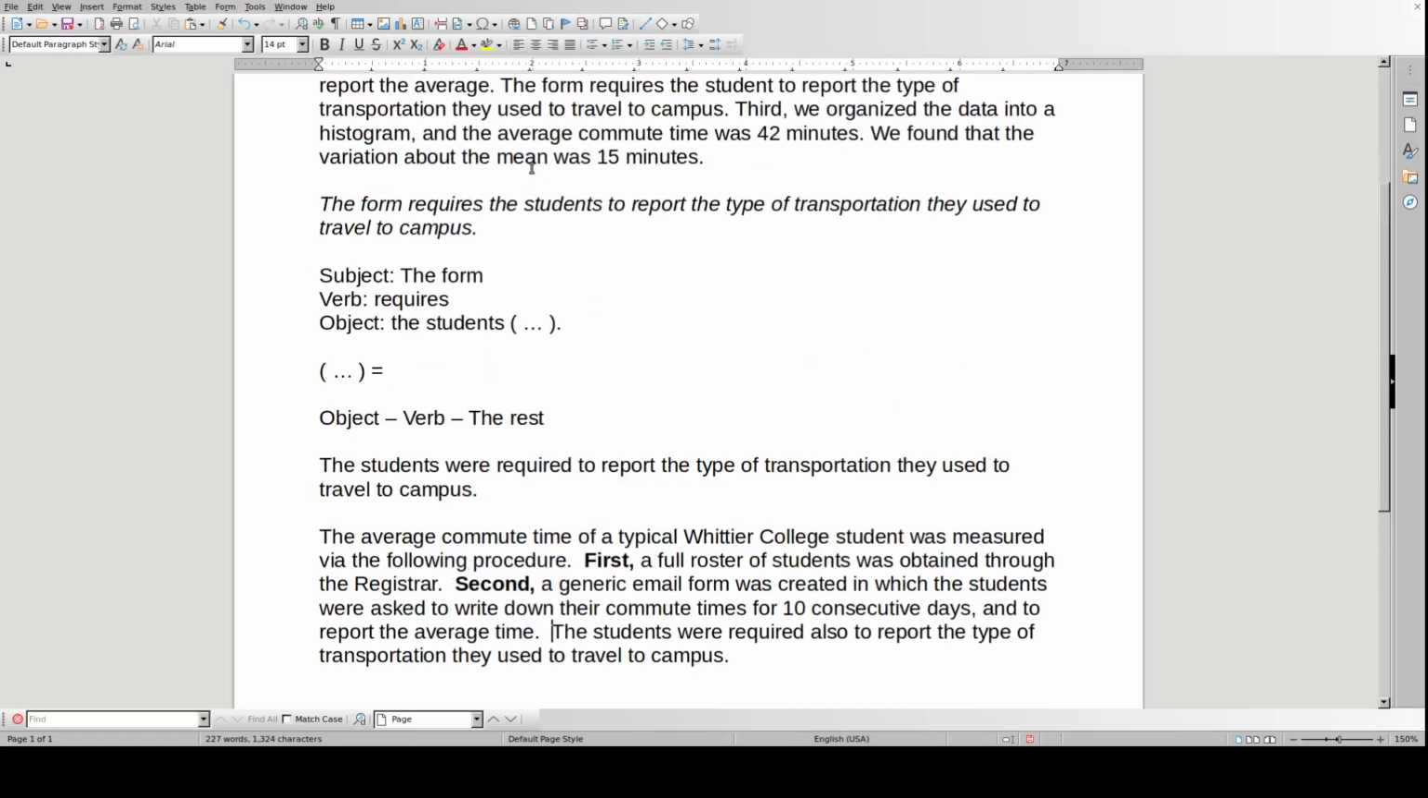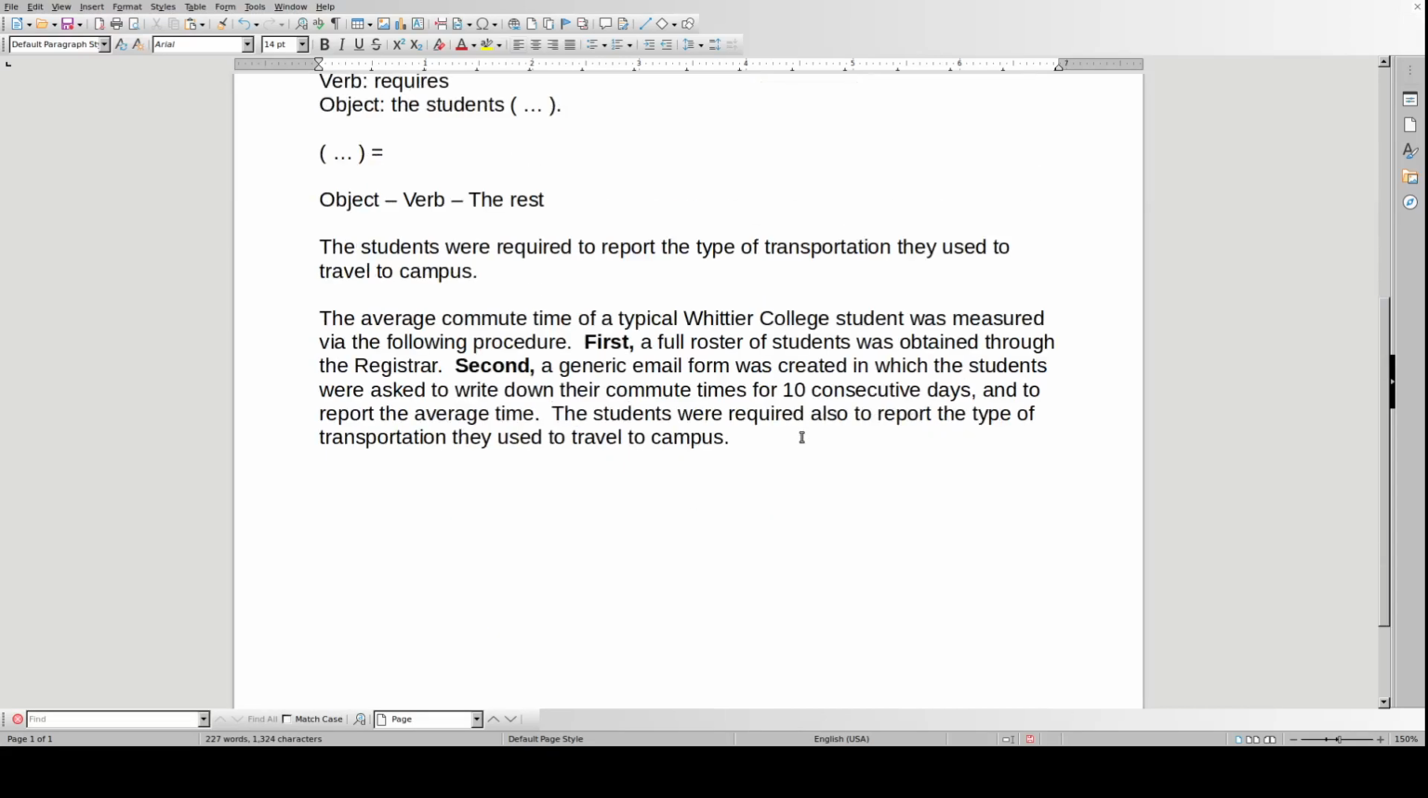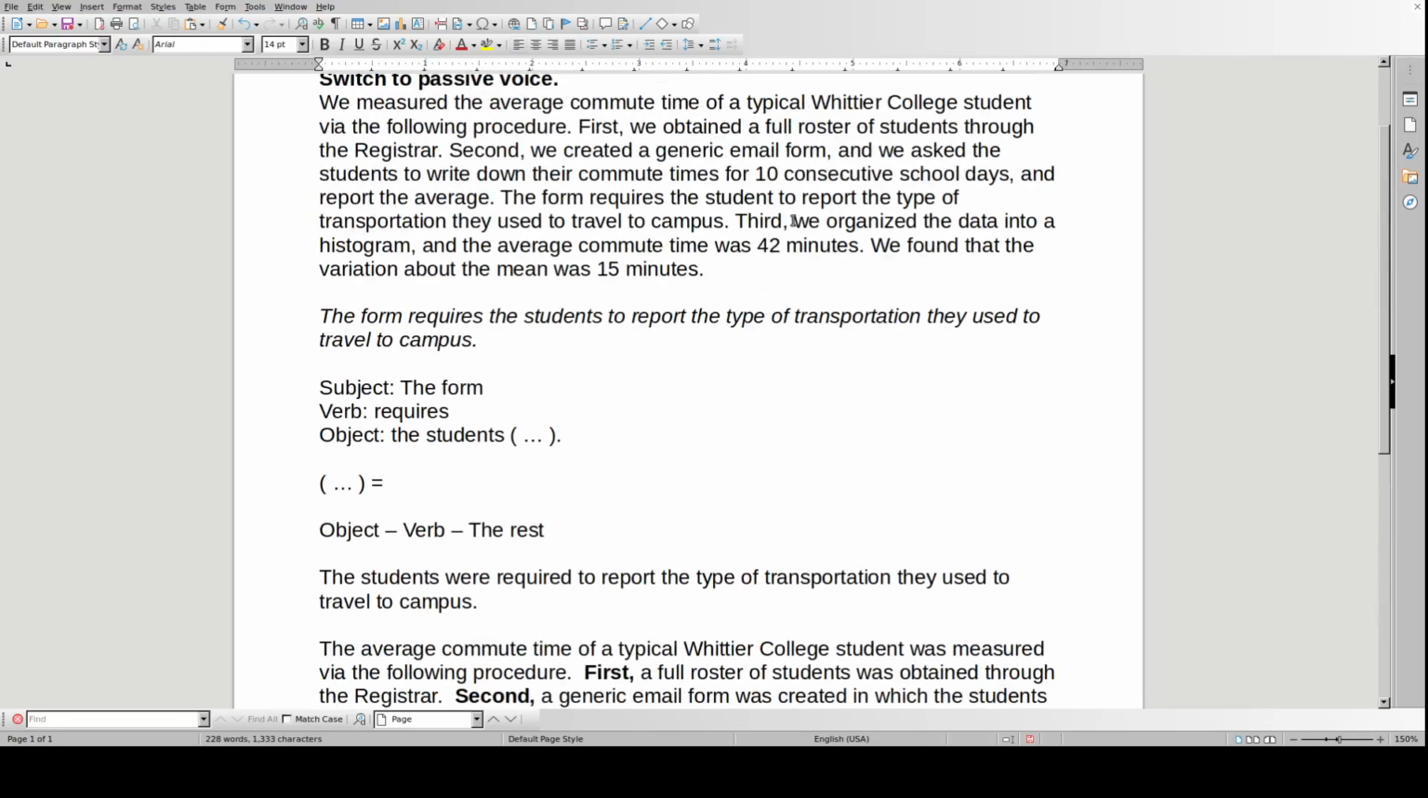Okay, back to passive voice. We've now reached the third stage of the logical flow, or the chronological flow, of the paragraph. So third, what is the current sentence then? We organized the data into a histogram, and the average commute was 42 minutes. So let's take this sentence in active form and get it into passive form.